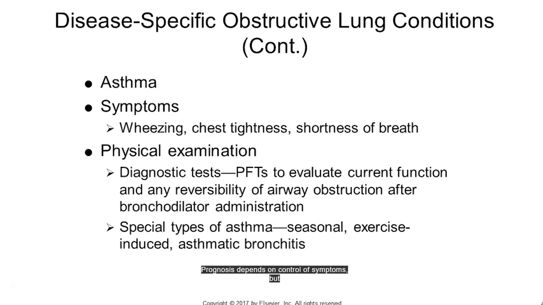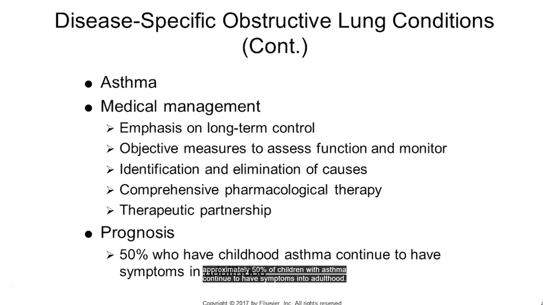Prognosis depends on control of symptoms, but approximately 50% of children with asthma continue to have symptoms into adulthood. Preventing asthma episodes is largely contingent on removing any contributing factors such as pet dander or other allergens, and strict adherence to medical and pharmacological management. Peak flow meters may be useful as a tool to monitor reductions in airflow before symptoms arise.